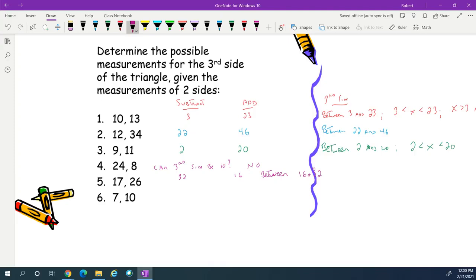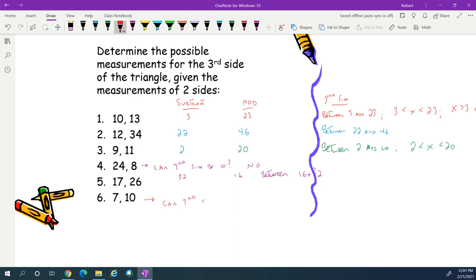So we could be asked, what are the possible values or the range of values? We can be asked, can that third side be this value? And our answer is no, in this case. So that was number 4. I'll do number 6 also. I'll just skip 5 just for space.